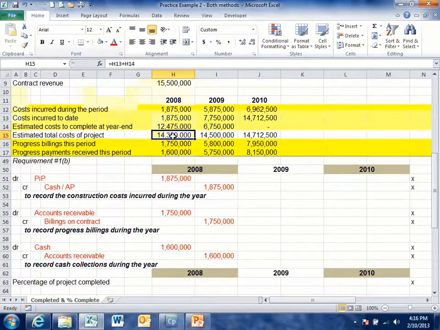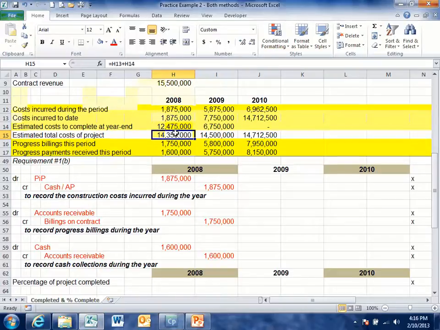So estimated total cost of the project, remember when we looked at the overhead slides, I said estimated total cost of a project is everything we've already spent on the project plus what we still have to spend to complete the project. So in this case, in 2008, we've spent $1.875 million on the project, and to complete it, we have to spend another $12,475,000. So if you add those two items up, we end up with $14,350,000 in estimated total project costs.